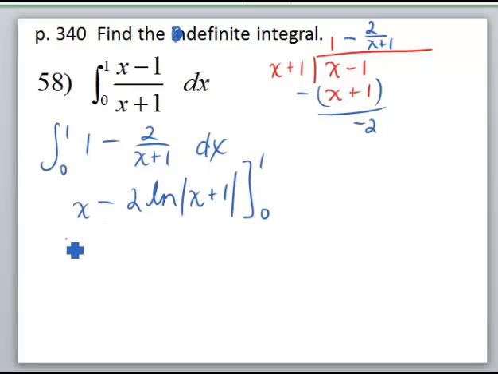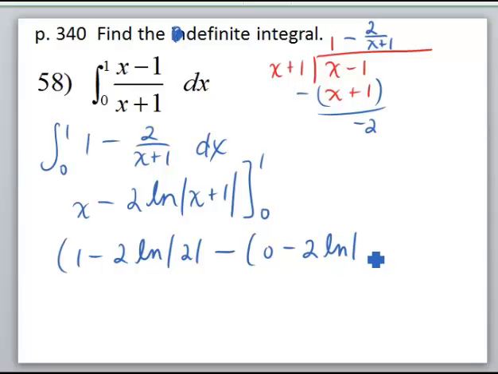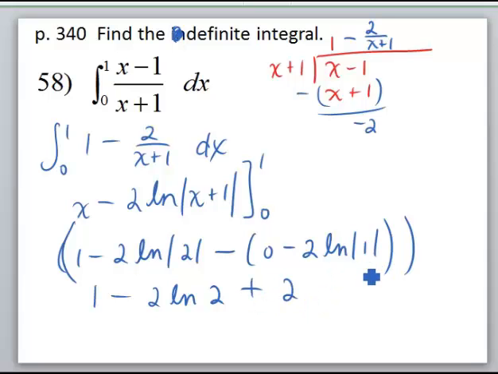When I plug in 1, I get 1 minus 2 ln of the absolute value of 2, minus, plug in 0, I'd get 0 minus 2 ln of the absolute value of 1. So when I simplify, I end up with 1 minus 2 ln of 2 plus 2 ln of 1, which is 0. Those fall out, and so my final answer is going to be 1 minus 2 ln of 2.